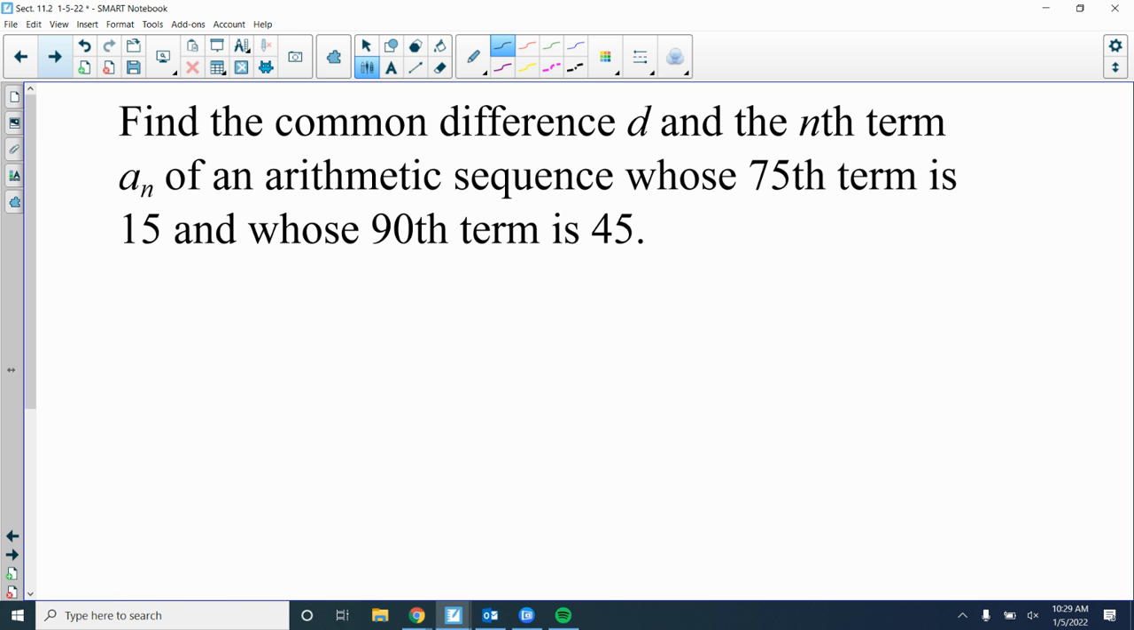All right, look at this one here on the bottom. Find the common difference d and the nth term a sub n. So we have to find that equation, but we have to find d first. This is of an arithmetic sequence whose 75th term is 15 and whose 90th term is 45. All right, without me spoiling all your fun, see if you can figure out what d is. And if you think you got it, just quietly raise your hand, and I'll let you know if you're right or wrong.